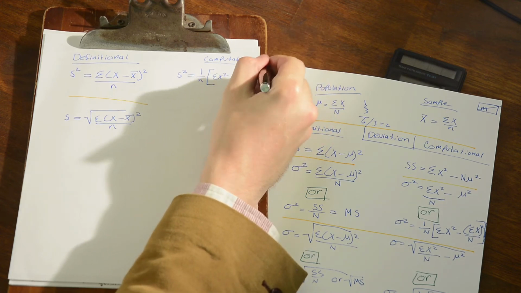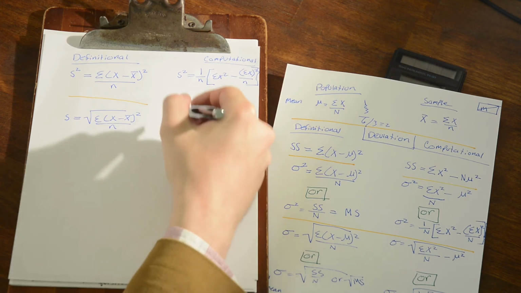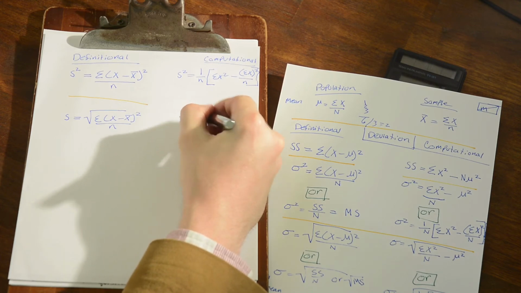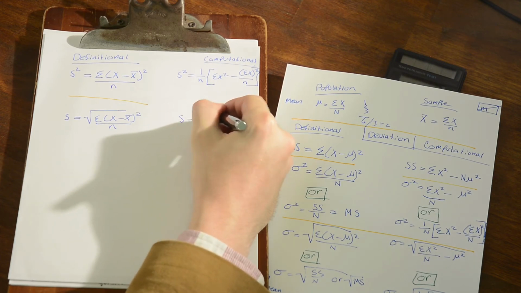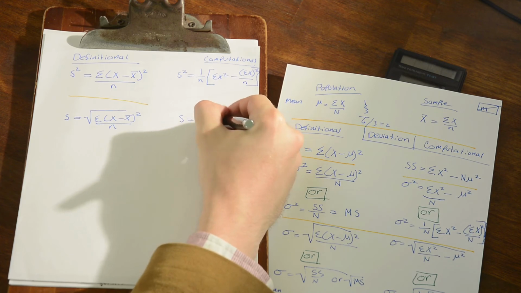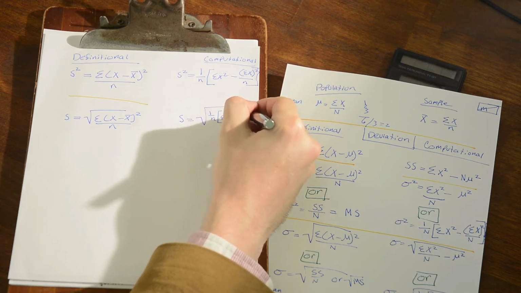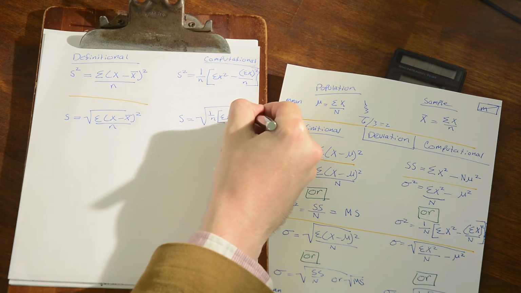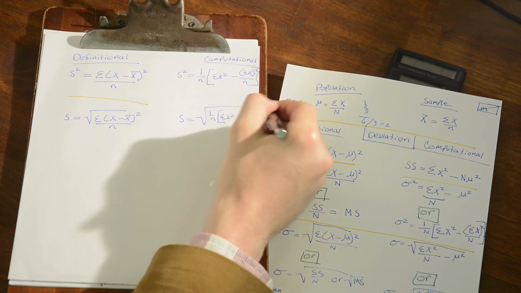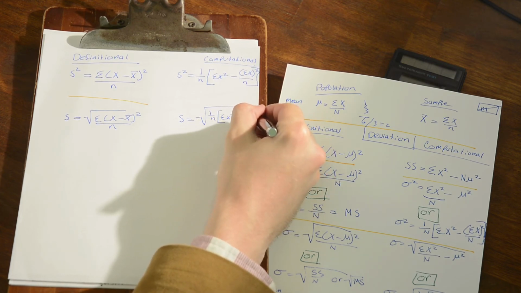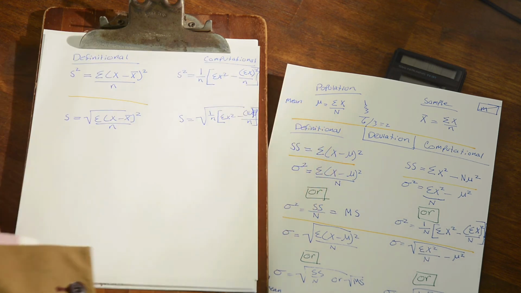We'll pretend there's a bracket there. Then the alternate for our standard deviation is s equal to the square root of 1 over n times the sum of x squared minus the sum of x squared over n, and then throw in a little bracket there.